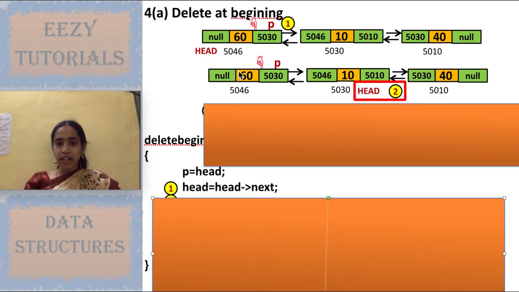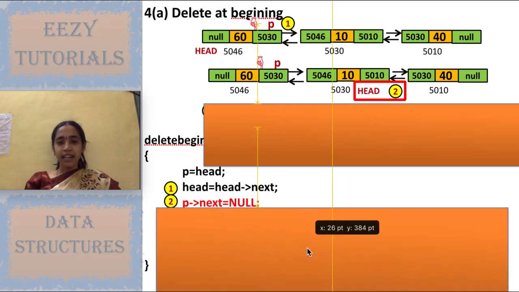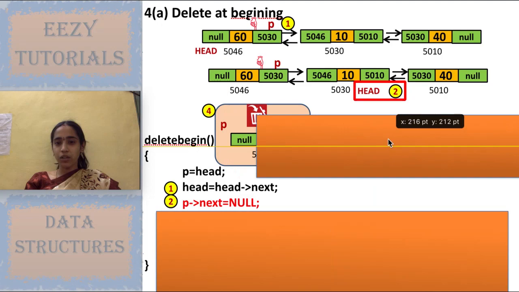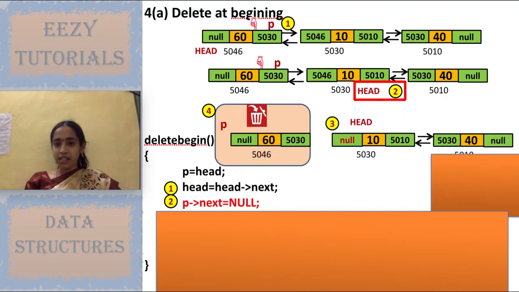So this is head. In head's next position, the second node's address is stored. So head is equal to head of next means head will be moving here. I have done that. Now the third task is I can delete it. Before deleting it, the head's previous pointer should be pointing to null. That is my next task. So head arrow previous is equal to null.